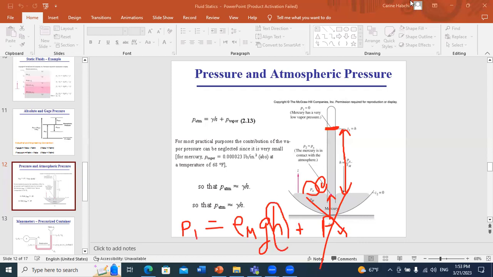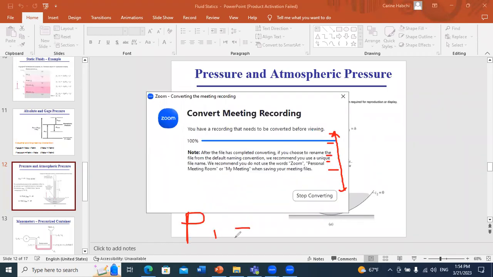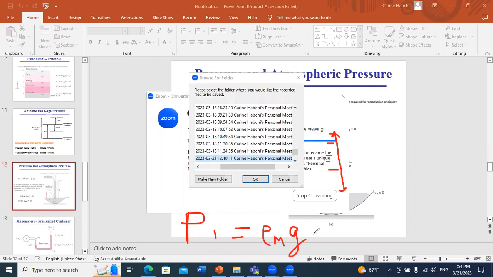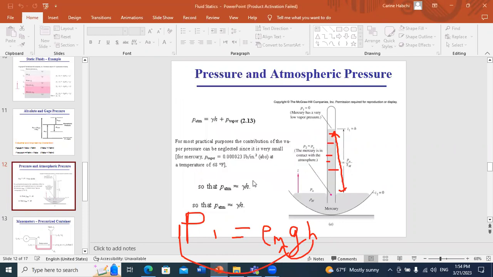This is why you can see these devices annotated so you can read H, and H can be directly converted to pressure. Because if we write that P1 is equal to rho mercury times g times H, they can directly graduate the scale. They multiply the height by rho mercury times g to give you directly a reading of the pressure. So this is the concept of these devices that are used to measure pressures.